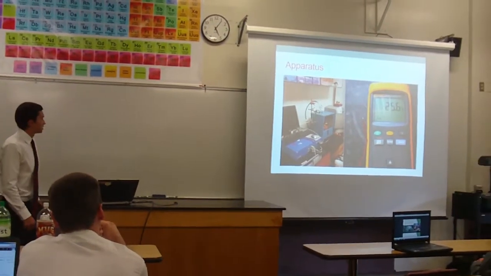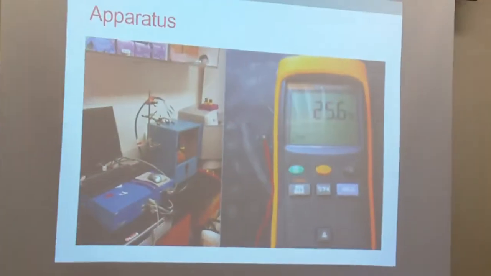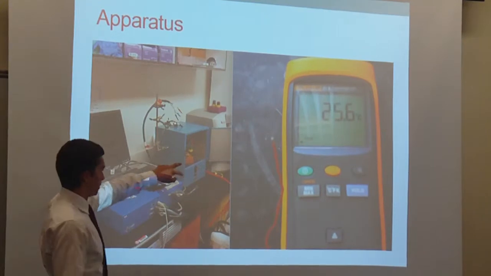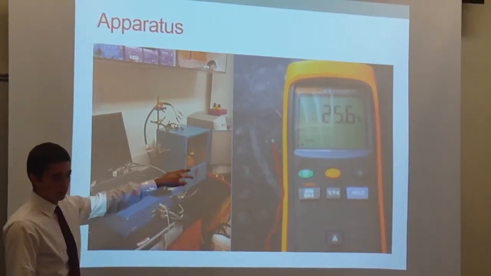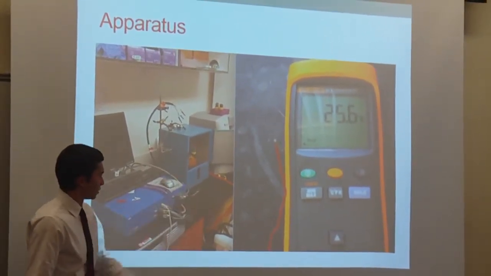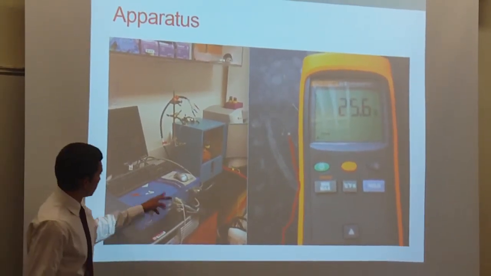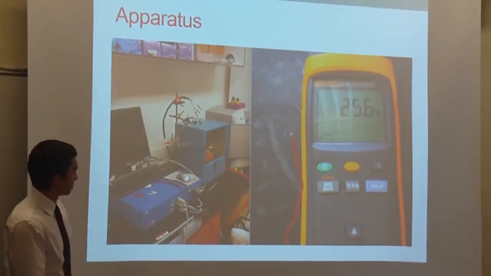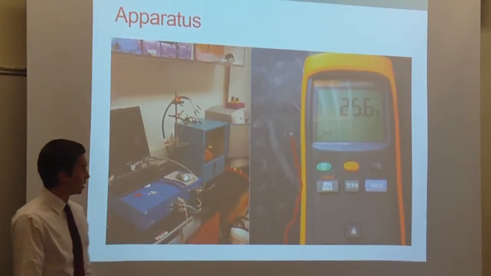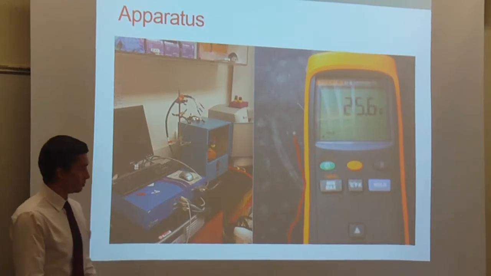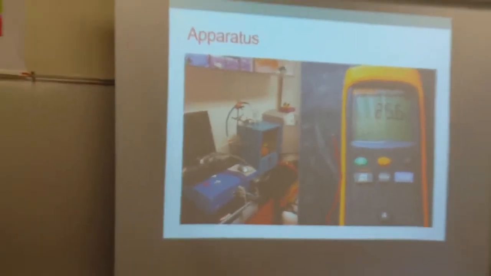Now the apparatus consists of the potentiostat right here, and then this is the oven. That's what controls the temperature. The wires from the potentiostat go into the temperature apparatus here. The door closes so it maintains the constant temperature. And we use one of those things to monitor the temperature.